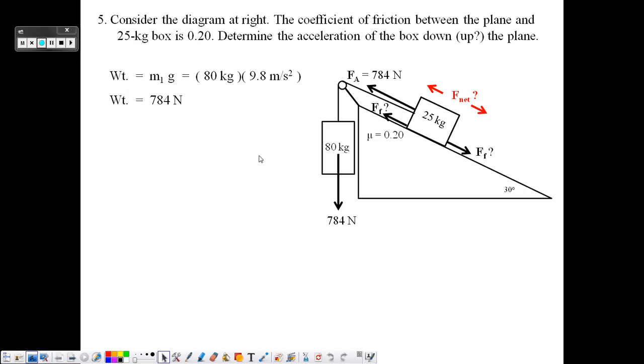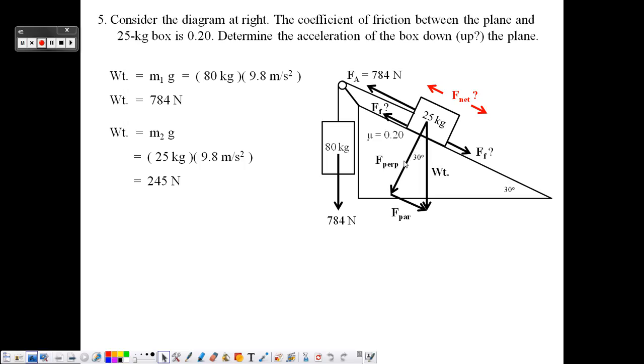Now there's also another force we haven't drawn yet that pushes it down the plane, and that's due to force parallel, the parallel component of the weight of the 25 kilogram box on the plane. We need to figure out what that is. To do that, we first have to figure out the weight of the 25 kilogram box, which turns out to be 245 newtons.